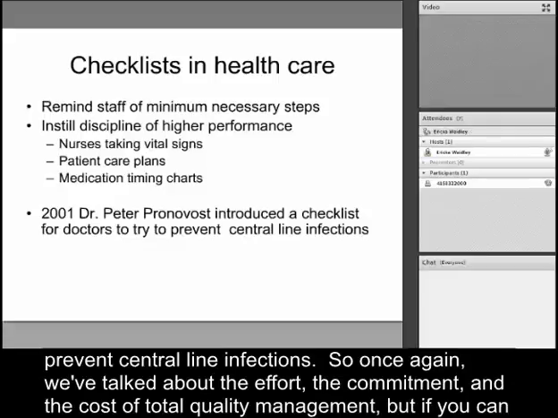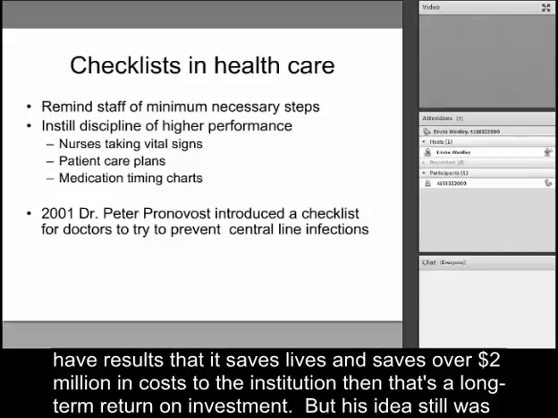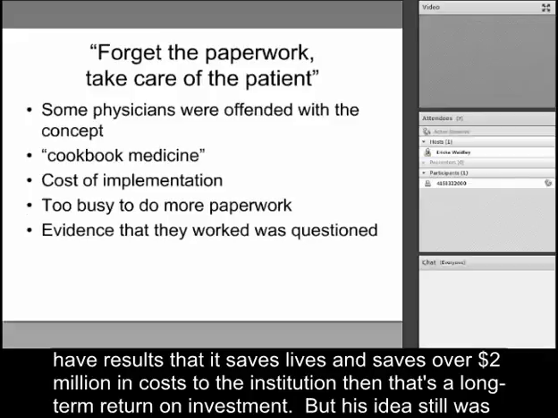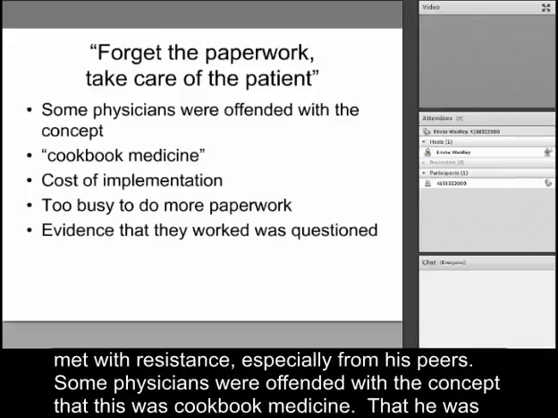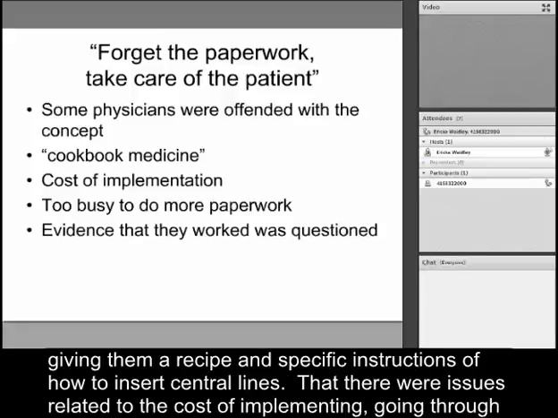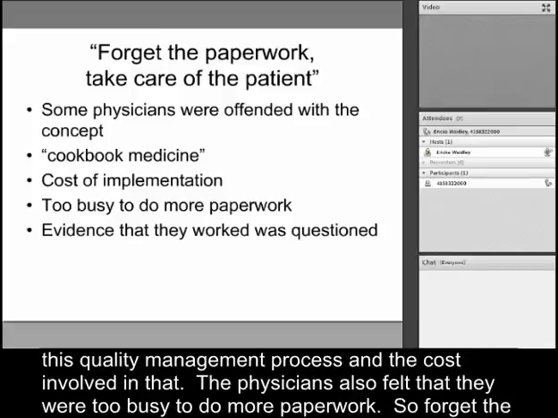So once again, we've talked about the effort, the commitment, and the cost of total quality management. But if you can have results that save lives and save over $2 million in cost to the institution, then that's a long-term return on investment. But his idea still was met with resistance, especially from his peers. Some physicians were offended with the concept that this was cookbook medicine, that he was giving them a recipe and specific instructions of how to insert a central line, and there were issues related to the cost of implementing this quality management process.